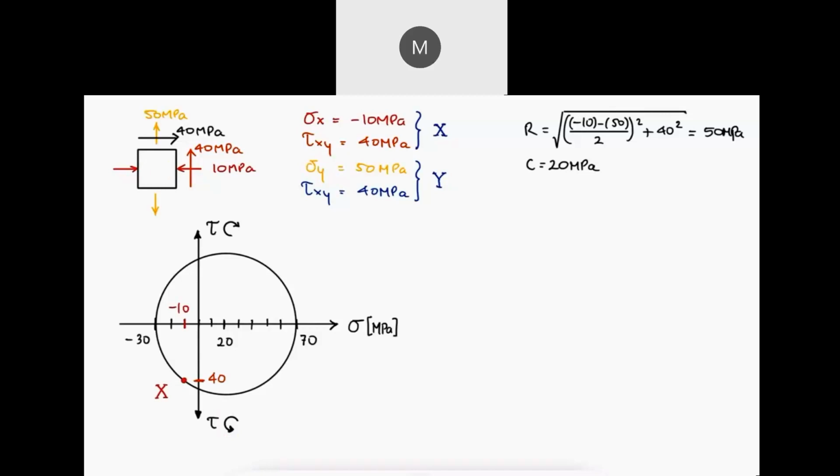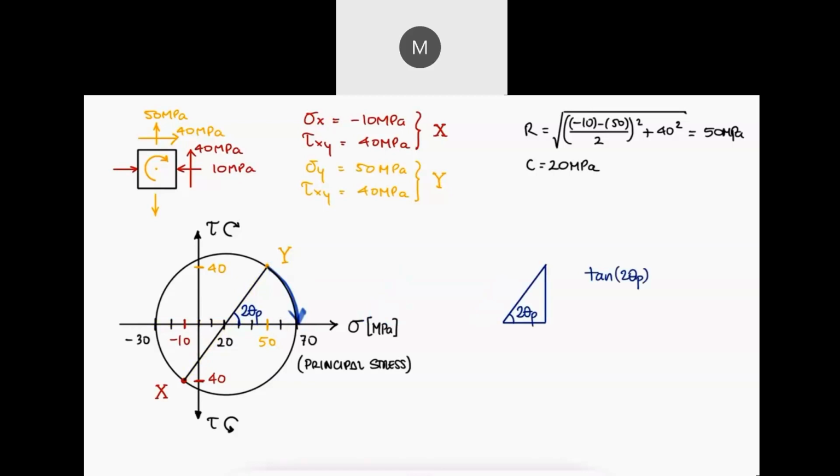The location of capital Y would be positive 50 for sigma, which affects the top and the bottom face of the stress element, and a tau value of 40 coming from a vector that is trying to rotate this stress element clockwise. With simple geometry, we can calculate the angle between the diagonal capital X capital Y and the sigma axis. This is the angle for which capital Y becomes the maximum stress, or what we call a principal stress. We call this angle theta p, for principal.